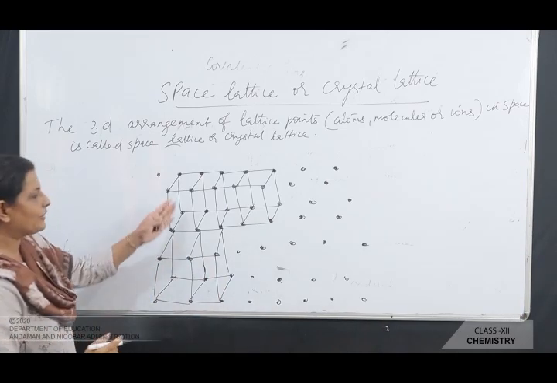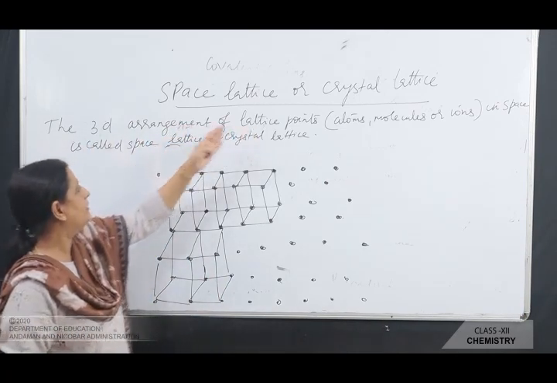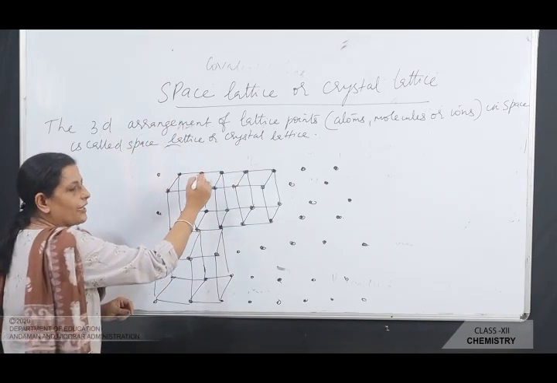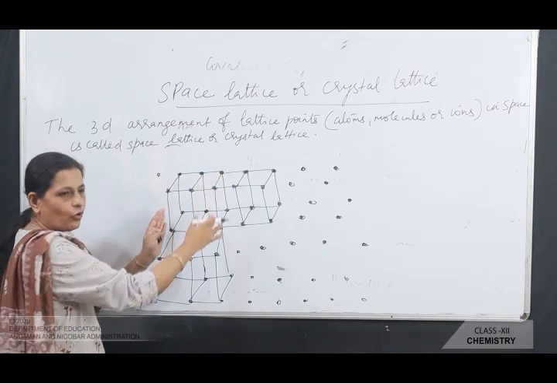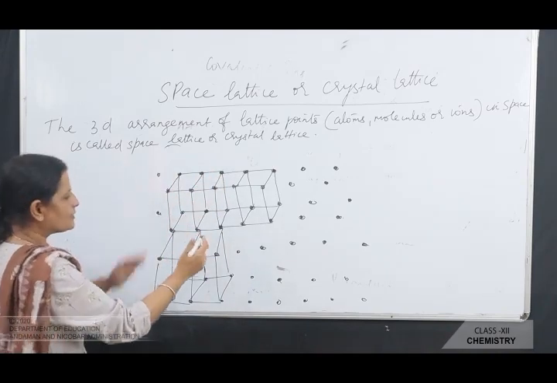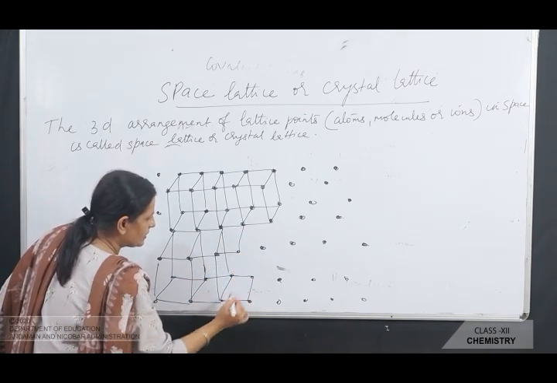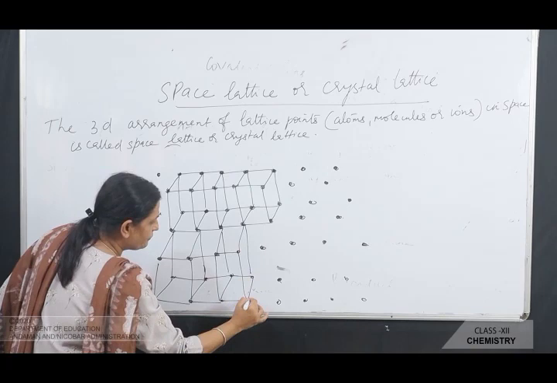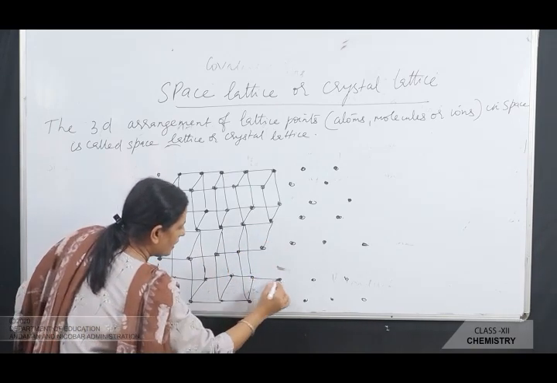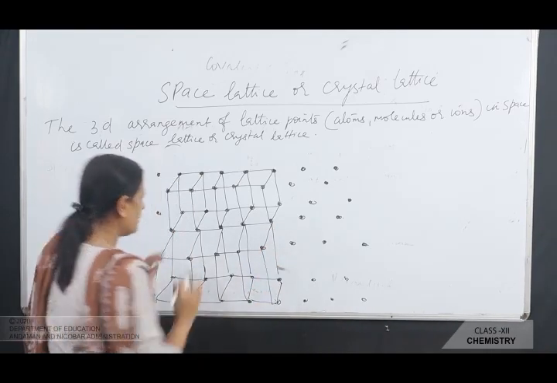So understood how you are getting a crystal lattice? It is a three-dimensional arrangement of lattice points in space. That is, the lattice points are arranged and they're joined by what? Lines. So which gives rise to what? Different shapes. So here what shape are you getting? You're getting a crystal lattice with cubical shape. So the crystal lattice has got different shapes. You can have different types of crystal lattice according to the way it is arranged. So this is how it is arranged.